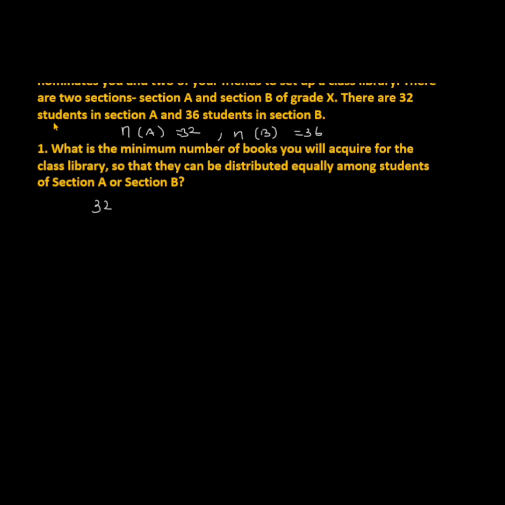So find the prime factors for 32. 32 is nothing but 2 power 5. Then 36, 9 4s are 36, so 2 squared into 3 squared. So the LCM of 32 and 36: for the common factor, here we have 2, and the highest power is 2 power 5, into the non-common 3 squared. So 2 power 5, 32, into 9. So 32 into 9.